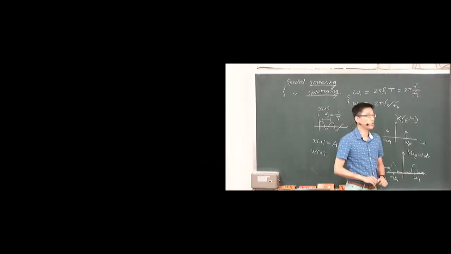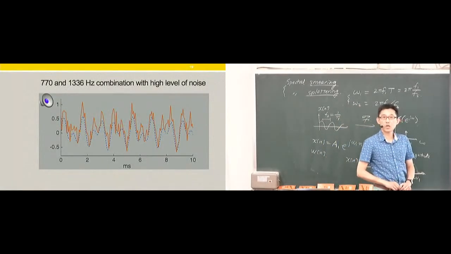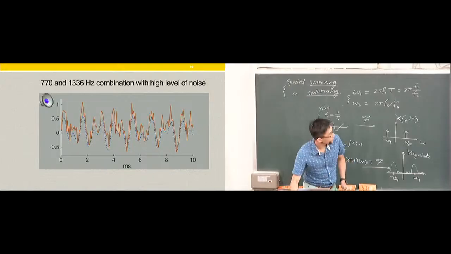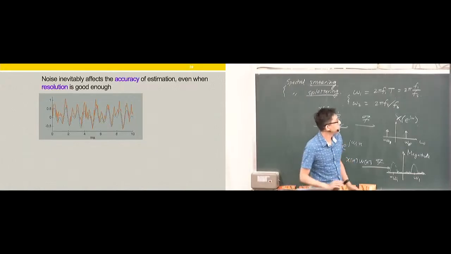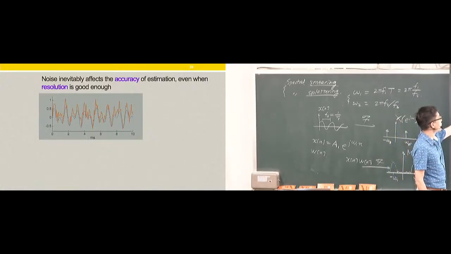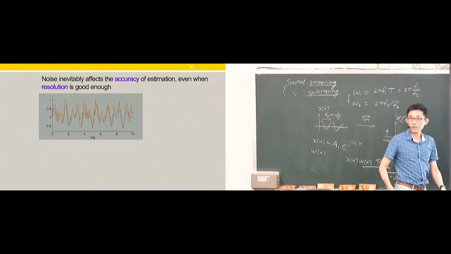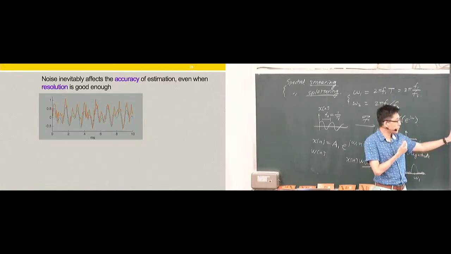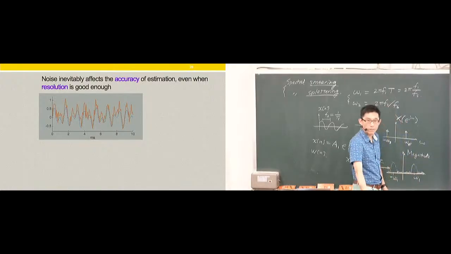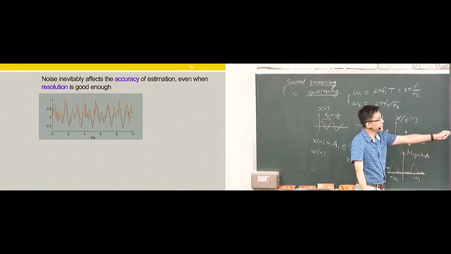Now, when you design a decoder, are you confident that you can decode this number? Whenever there's noise, there's noise. Apparently it affects the accuracy of estimation. And I claim that even if the resolution is good enough, even if you use a long window, even if this pressing lasts for long enough, one entire second, so you have time to decode, the resolution is not going to be bad. But the noise might affect the accuracy.